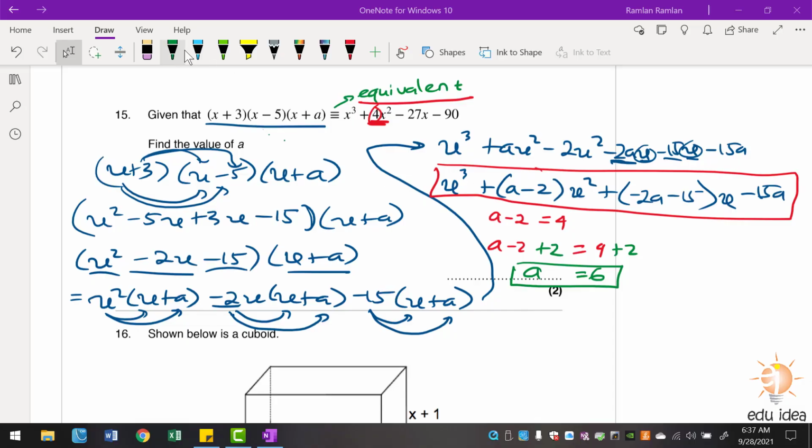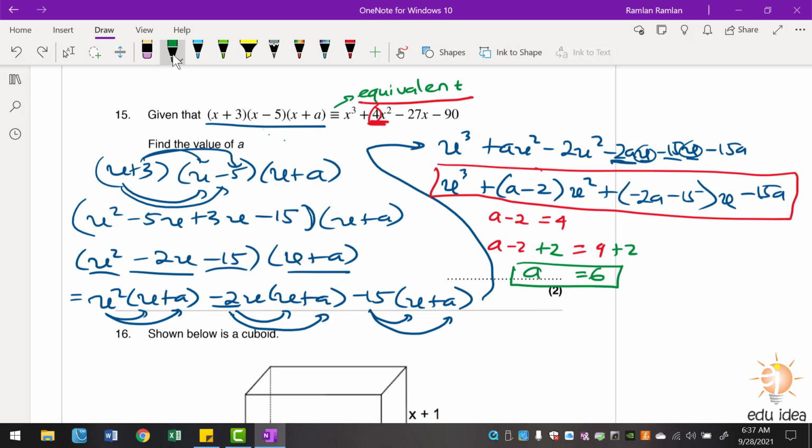Actually, we have another choice. I mean, you can choose this one, or this one, or this one, right? Because all of them have a. We're finding the value of a. So what if I choose other terms? Will it also be equal to 6 for a?